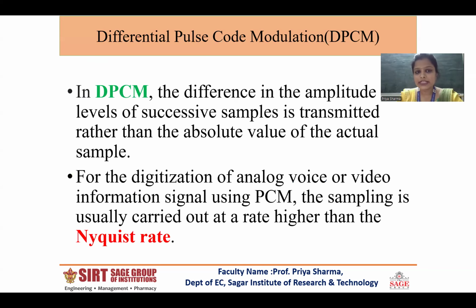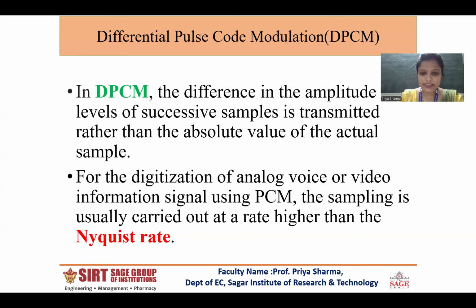Now, next is differential pulse code modulation. If the difference in the amplitude levels of successive samples is transmitted rather than the absolute value of the actual sample, it is known as differential pulse code modulation. For the digitalization of analog voice or video information signals using pulse code modulation, the sampling is usually carried out at a rate higher than the Nyquist rate.